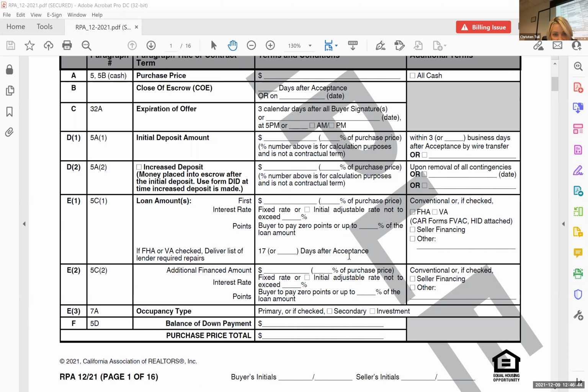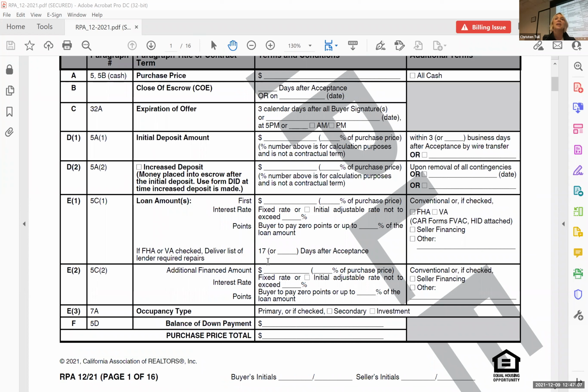That's right, 17 days after acceptance. Buyer to pay. Okay, so down here, if it is an FHA or VA loan, there is a list of lender required repairs. That is part of the process. And so I believe, though it's not very clear, that this 17-day time frame is a pretty typical time frame for that type of loan.